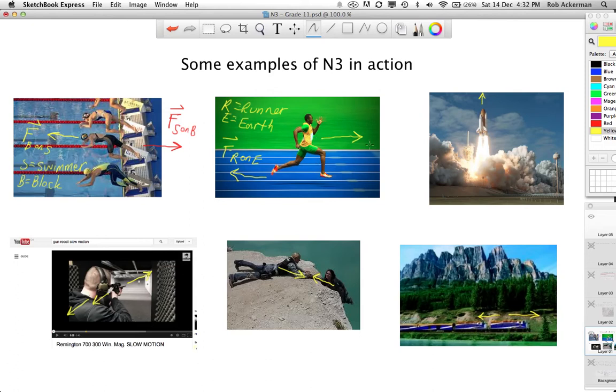What is pushing the runner forward? It's not the runner. The runner's pushing backward. Look at his feet. Well, the only thing that could be pushing him forward is the Earth, the thing that he's touching. So a physicist would say that this is the force of the Earth on the runner.